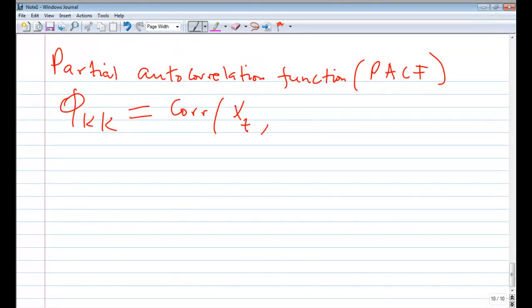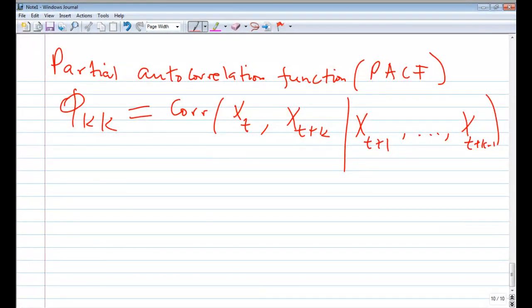Autocorrelation function. Then I said partial autocorrelation function is written as PACF, but denoted as phi kk, which is equal to the corr. That corr stands for the correlation of X_t and X_(t+k), given that you have X_(t+1) up to X_(t+k-1). This is the definition of the partial autocorrelation function.